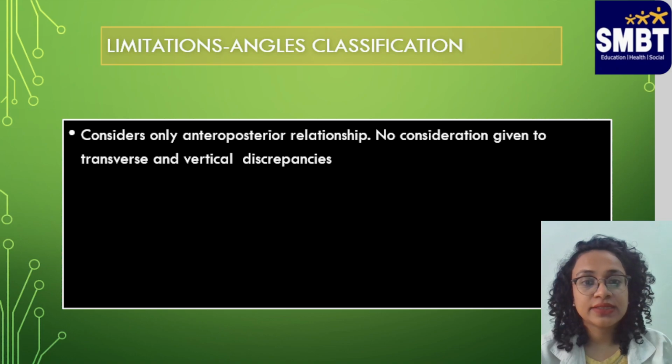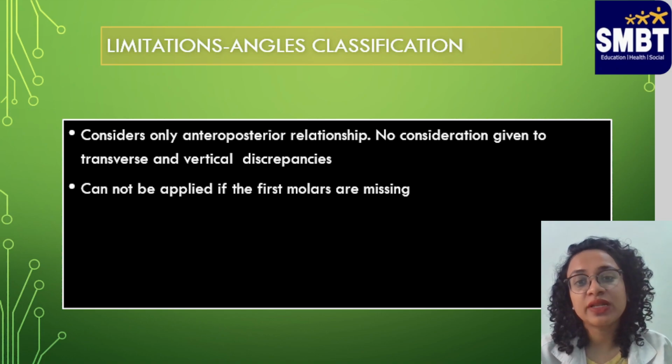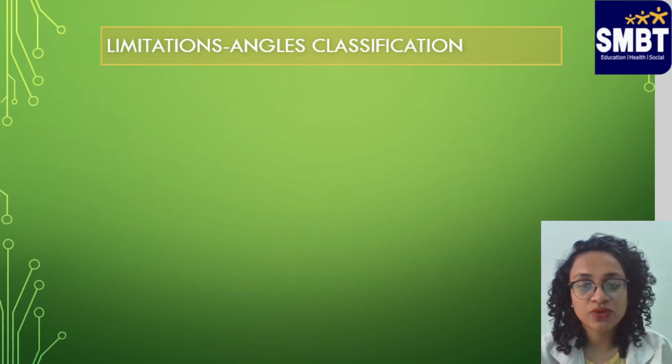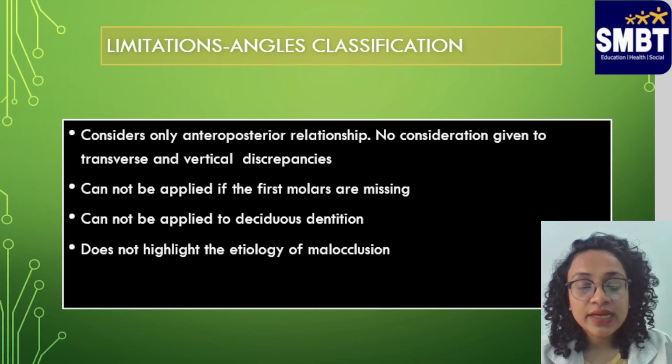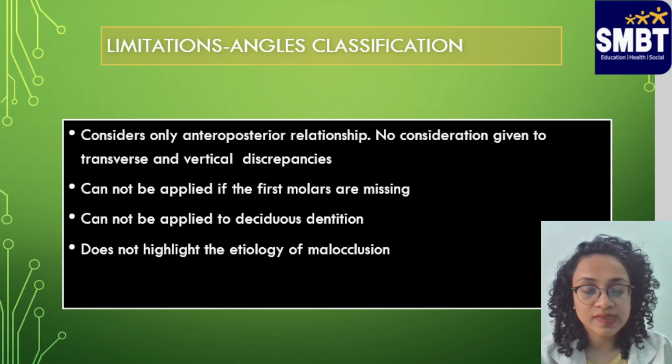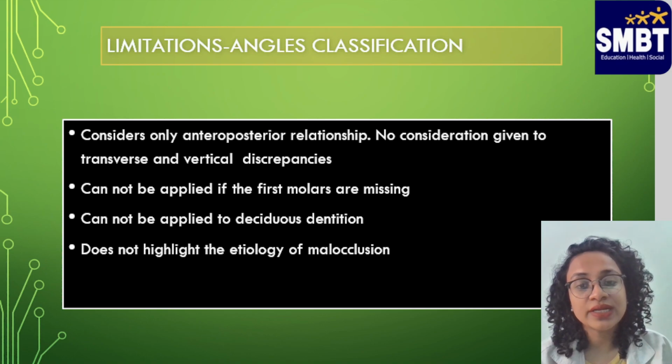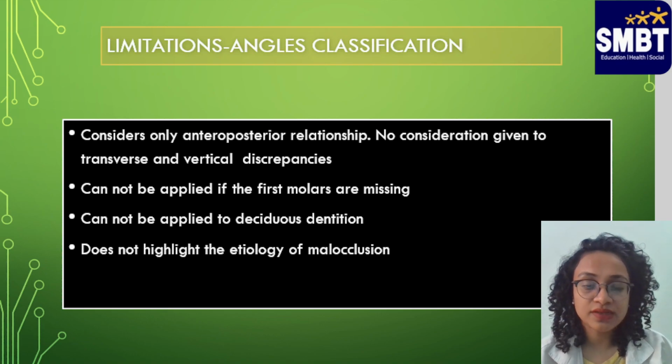As they say, for everything there is an advantage and a drawback. So now that we know the advantages, we are going to know the drawbacks or the limitations of Angle's classification of malocclusion. It considers only the antero-posterior relationship. No consideration is given to the transverse and vertical discrepancies. So whatever we have seen, Angle's class 1, class 2 and class 3 malocclusion, it is all in the sagittal or the antero-posterior plane. Angle did not consider the malocclusions in the vertical and the transverse plane.